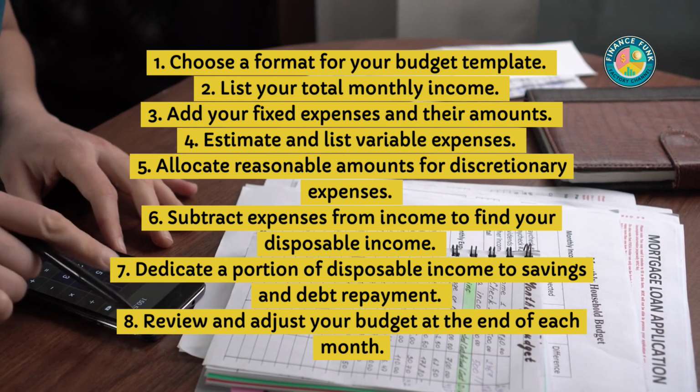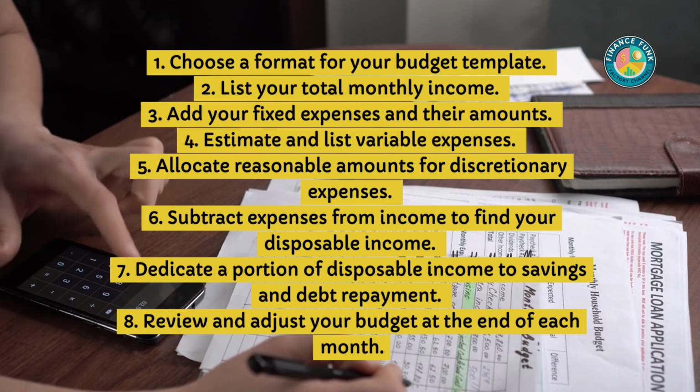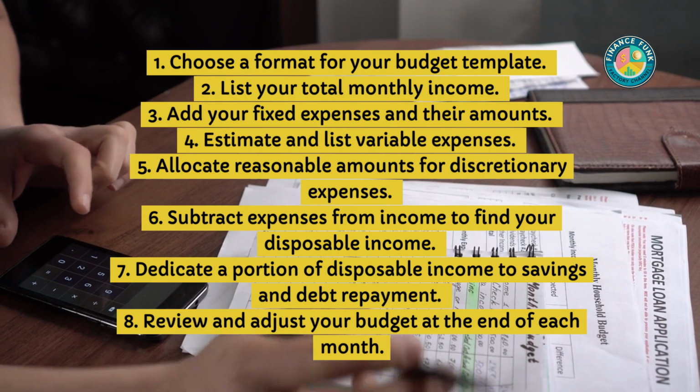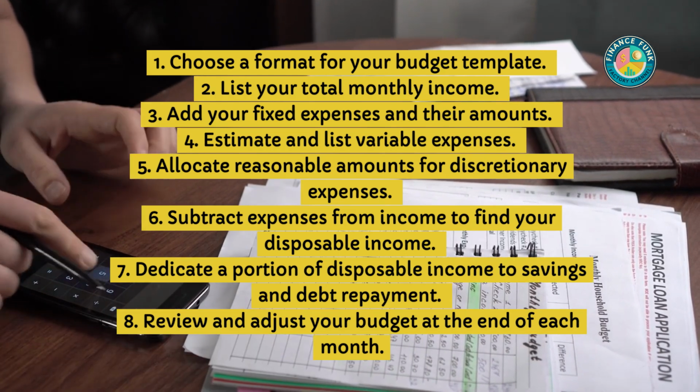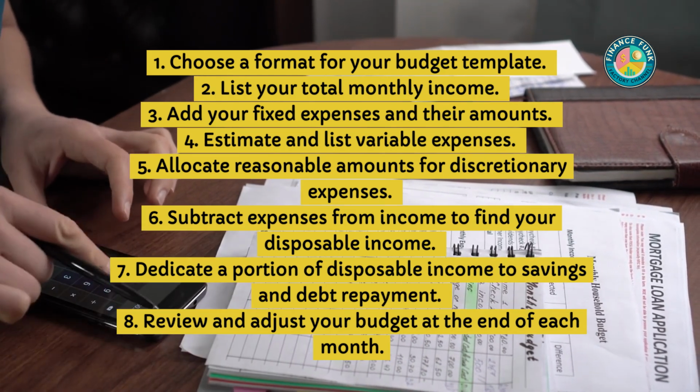5. Allocate reasonable amounts for discretionary expenses. 6. Subtract expenses from income to find your disposable income. 7. Dedicate a portion of disposable income to savings and debt repayment. 8. Review and adjust your budget at the end of each month.